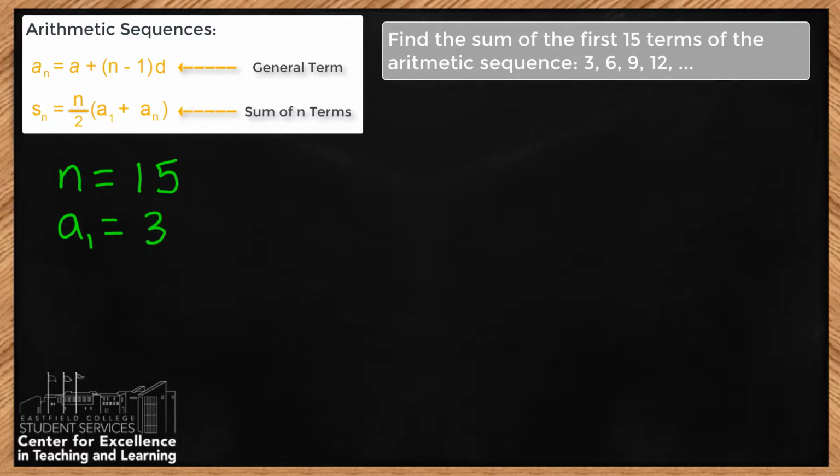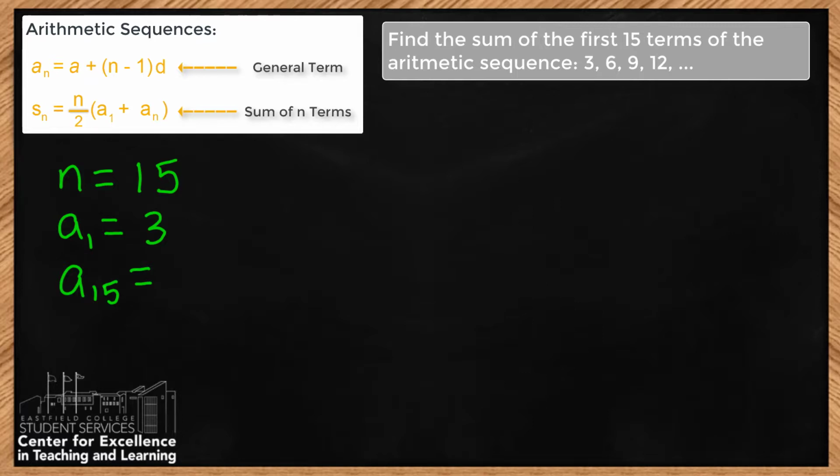Now, the next variable that's in the sum formula is an, so for us that would be a15. We can't immediately see what a15 is because a15 would be the 15th term of the sequence. We could continue the pattern out until we get to the 15th term, but there's actually a quicker way to find the 15th term by just using the formula for the general term.